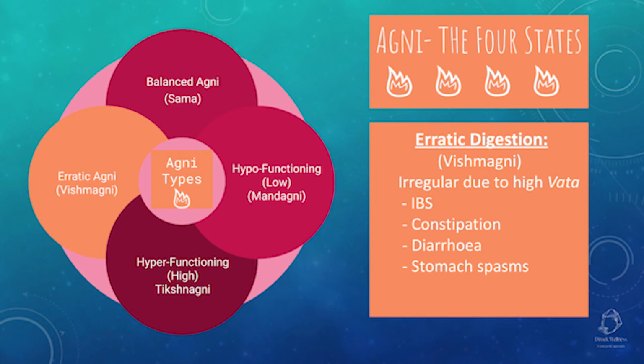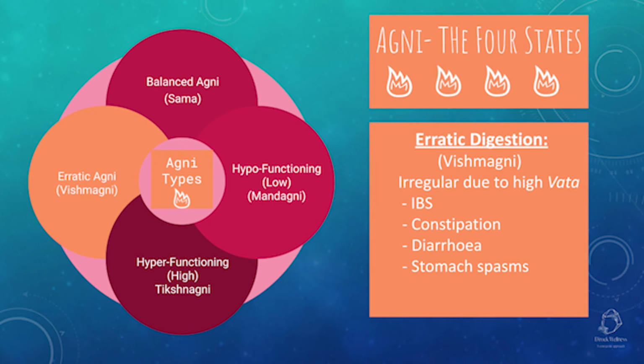When we eat on an irregular schedule, our bodies have no sense of balance or ritual. Our bodies thrive off of routine. When we eat sporadically throughout the day or week, our bowel movements become very irregular. Erratic Agni can manifest as IBS, constipation, diarrhea, stomach spasms. This is why meal timing is so essential to our health. We can gauge this off our bowel movements.